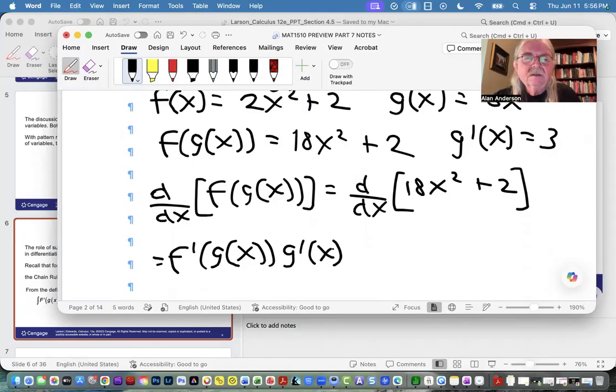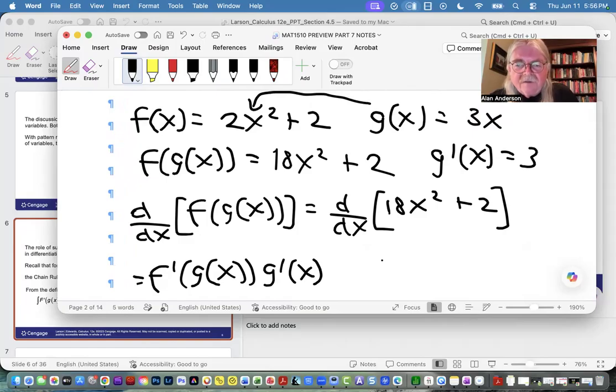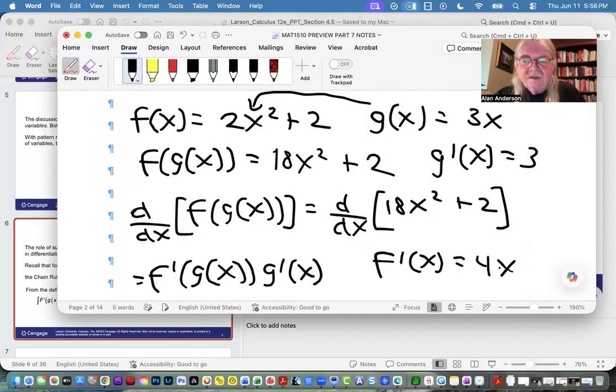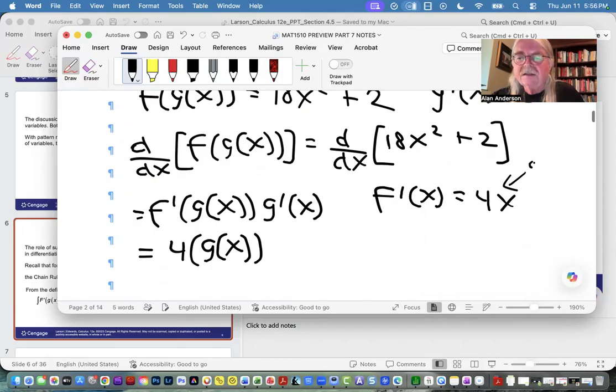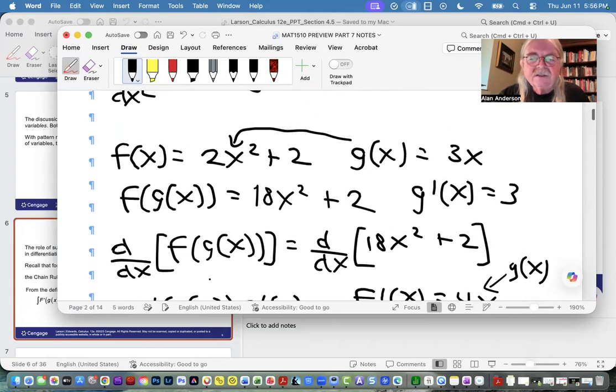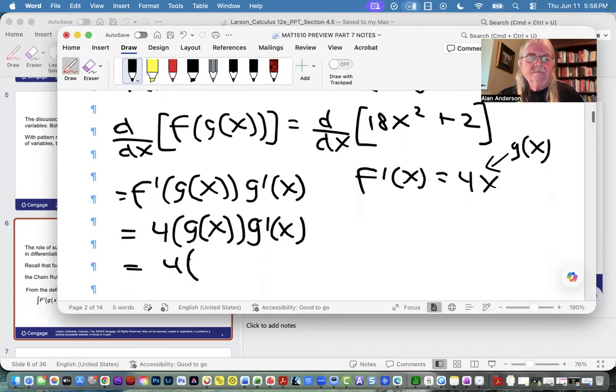Now f prime of x, looks like I forgot to write that one down. F of x is 2x squared plus 2, as you can see up here. F prime of x is 4x. So what we're going to have here is 4 times g of x, because we're going to replace all the x's in f prime of x with g of x. And then we'll make the substitutions. And again, g of x was 3x, and g prime of x was 3. And if you multiply that out, you'll get 36x.